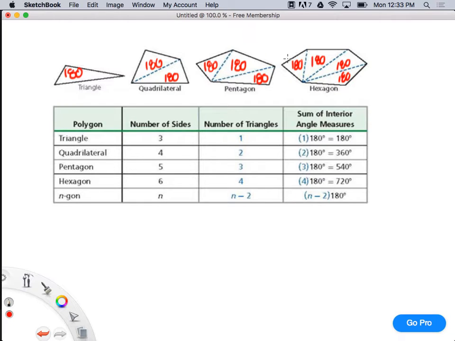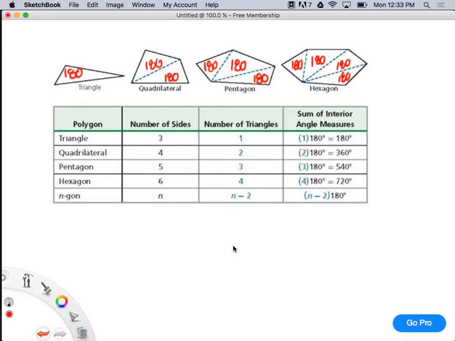So let's take a look at this. If I have 3 sides, I have 1 triangle. 4 sides, I have 2 triangles. 6 sides, I have 4 triangles. How many triangles would I have if I had 10 sides? Look, if I have 6 sides, I have 4. If I have 5 sides, I have 3. If I have 4 sides, I have 2. If I have 10 sides, I would have 8. Why? 2 less every time.